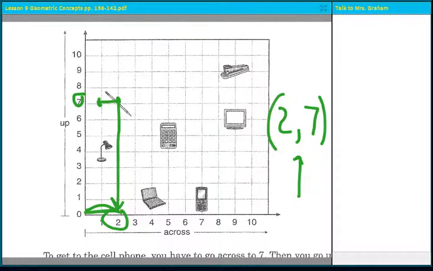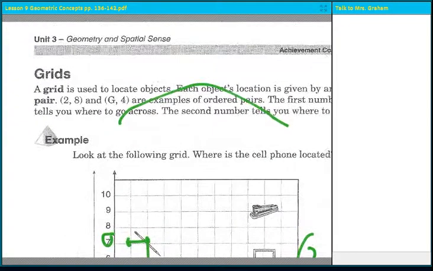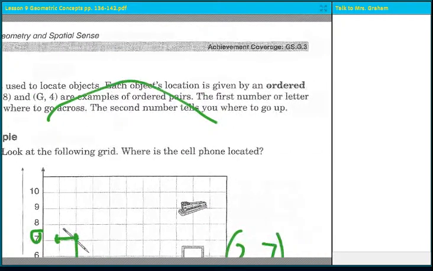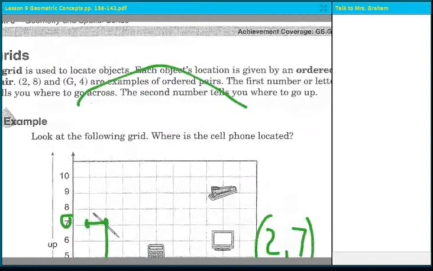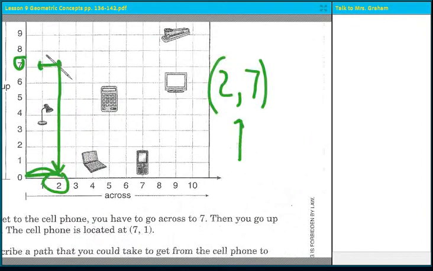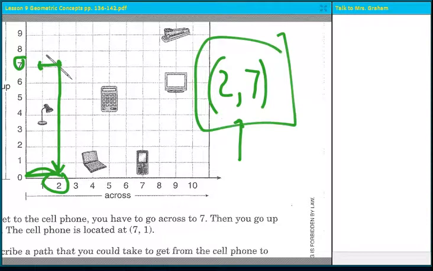Okay? Now these little things, that 2, 7, we actually call that an ordered pair. That means that they are in a specific order and they are a pair and they go together. They have to go together, otherwise you don't know where you're going. They're best buds. So we're going to be working with ordered pairs pretty much all week. And we're going to be practicing this to make sure we got it comfy cozy inside our brain.